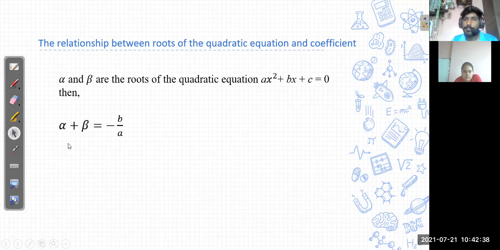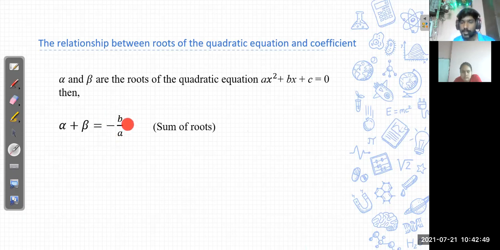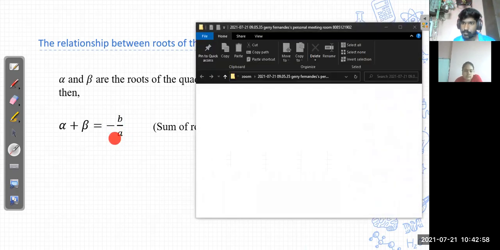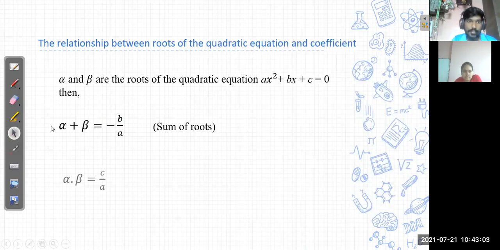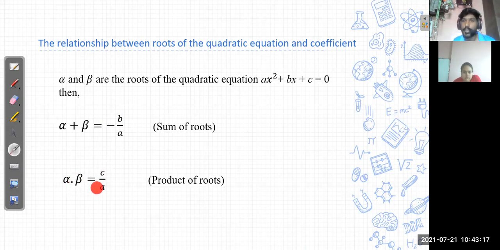Then alpha plus beta is called the sum of roots, and the formula for this is minus b upon a. Did you understand this? Next, alpha into beta is called the product of roots, and the formula for this is c upon a.